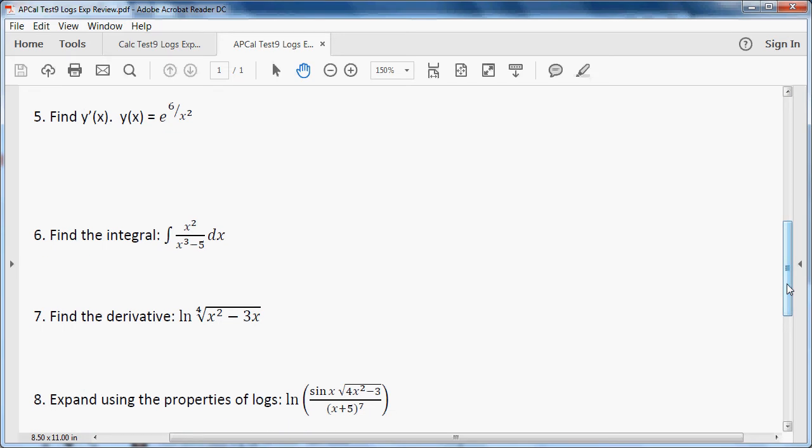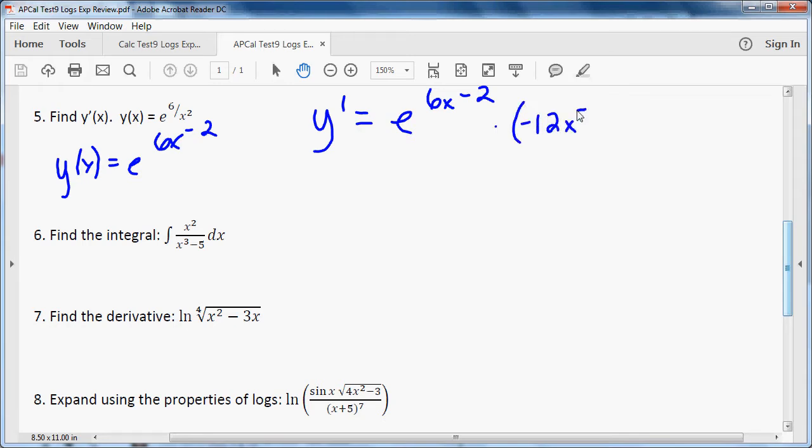We're told to find the derivative of this exponential. I'm going to first rewrite this exponential as 6x to the negative 2. And we know for the derivative of e, we do itself times the derivative of the exponent, which would be negative 12x to the negative 3.